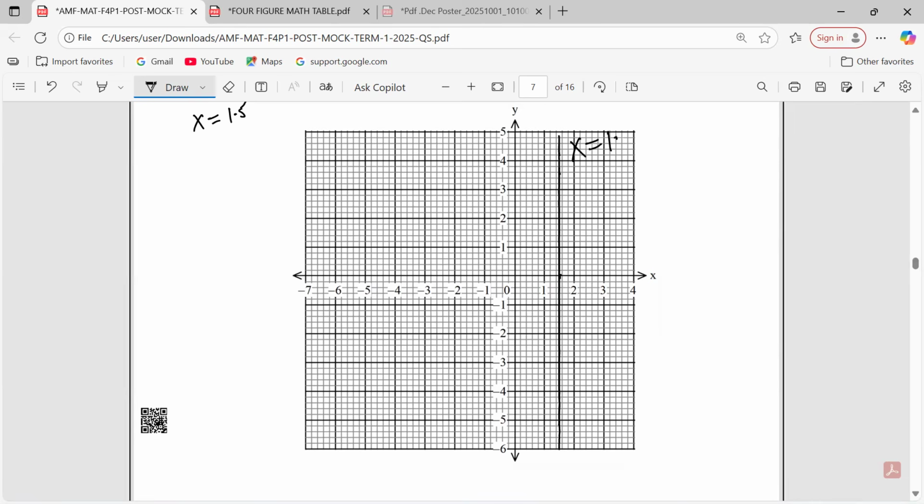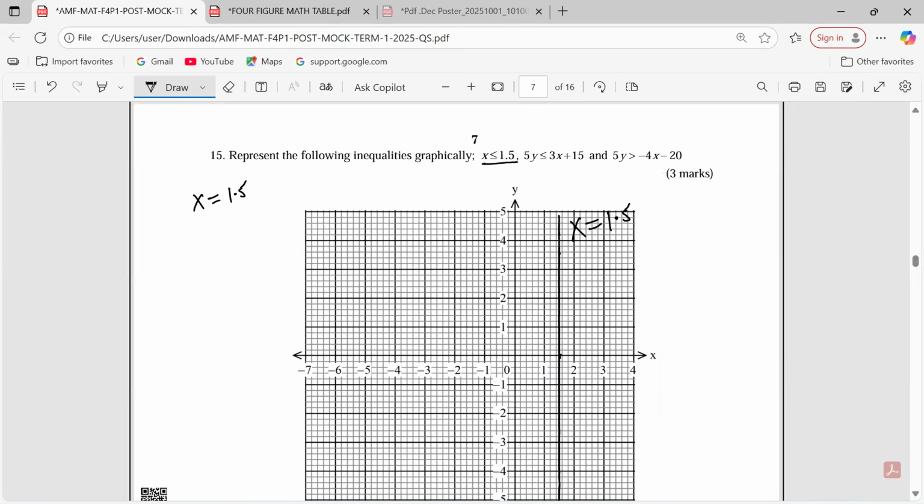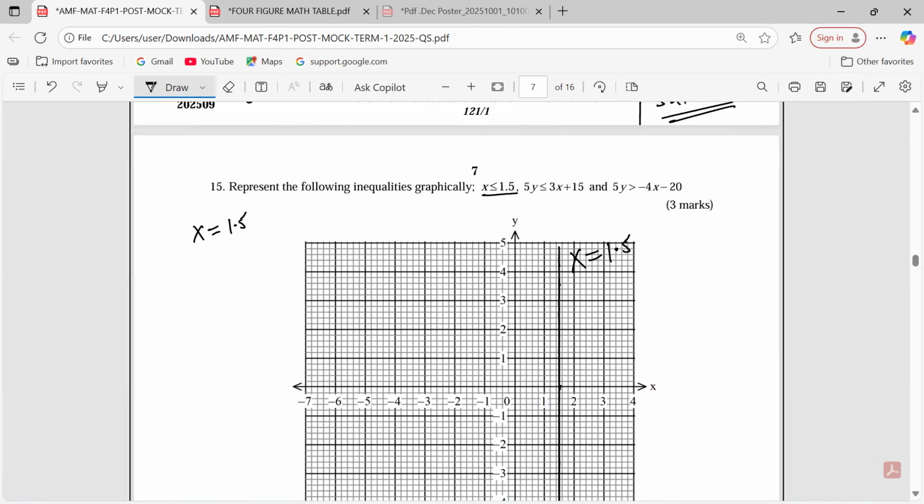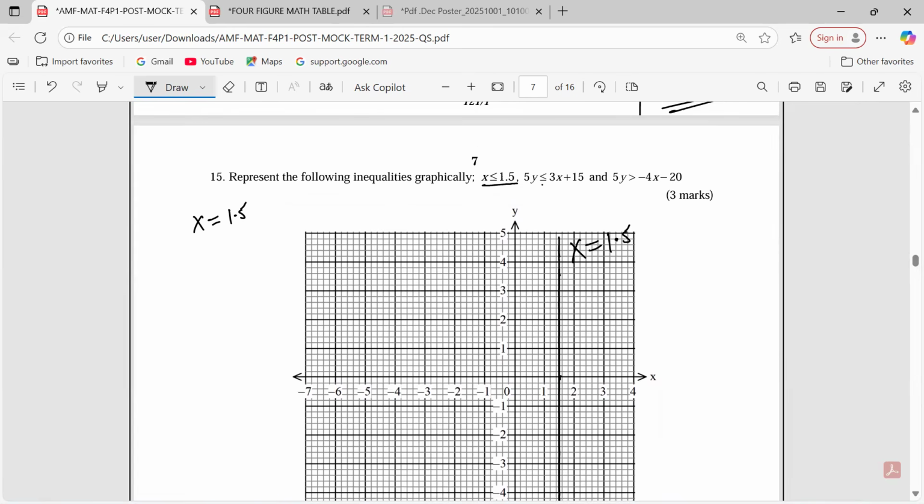X equals 1.5. You mark it there. Proceed to the next. The next is also going to be a complete line. Look at the nature of the inequality there: less than or equal to. So for that one, we establish the borderline, which is 5y equals 3x plus 15.